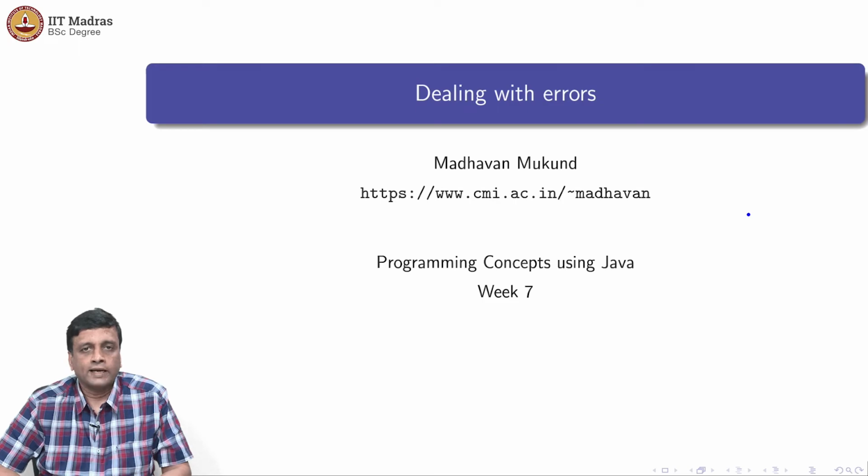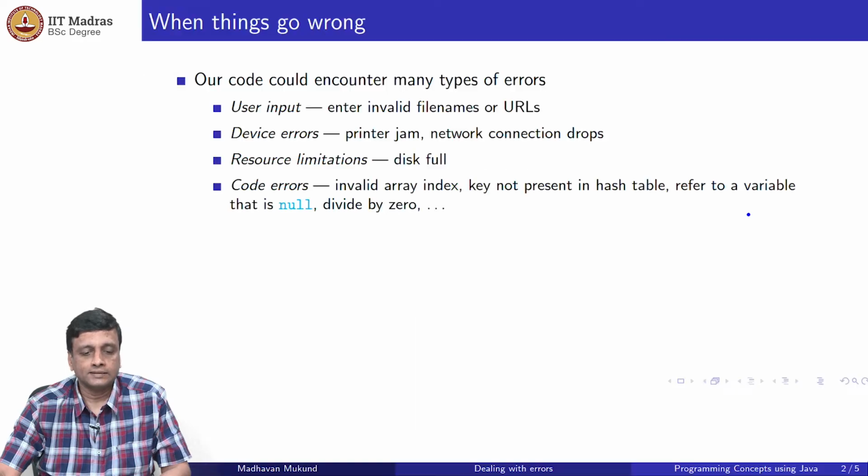Of course, we would all like our programs to always be correct, but inevitably there are mistakes or errors that occur when a program runs. And what we're going to talk about now is how to deal with these errors. So what kind of things could actually go wrong with your Java code?